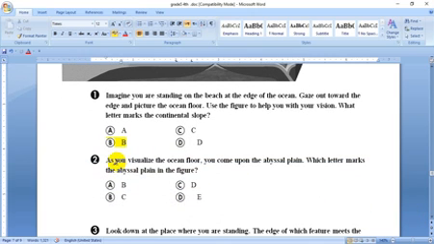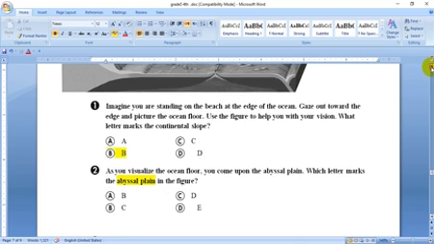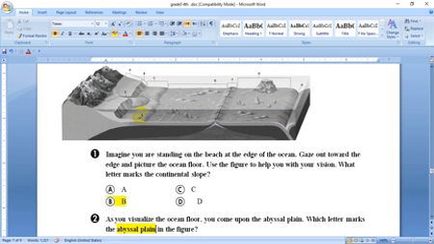And next question, which letter marks the abyssal plain in the figure? In this question we need to know which part is the abyssal plain. So let's look at the figure again. As we know, the abyssal plain is the flat part at the bottom of the ocean, so it will be this part. This part is letter B.